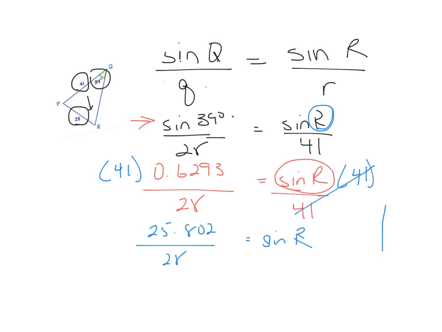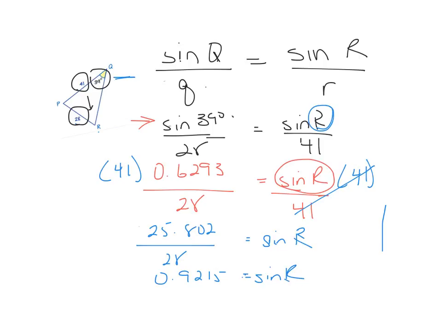Now you're just going to divide by 28, which is decimal 0.9215 equals sine R. And you're like, well, that doesn't equal a very big angle. If this was 39 degrees, and this was 28, and I have 41 here, my angle should be bigger because those are proportional.